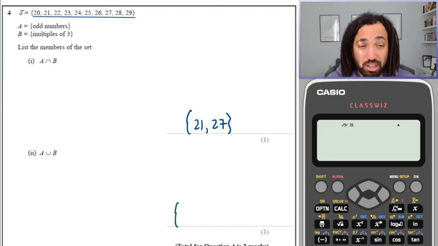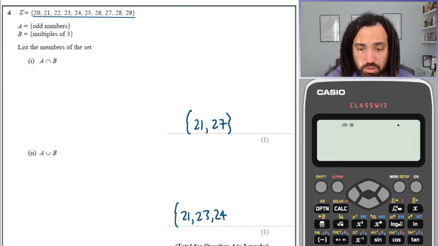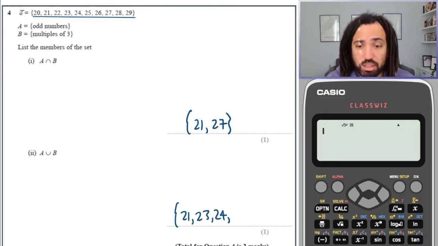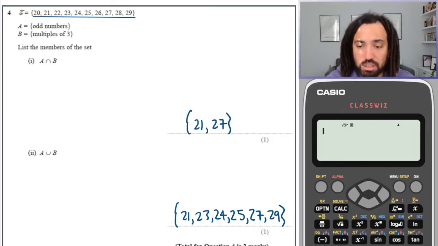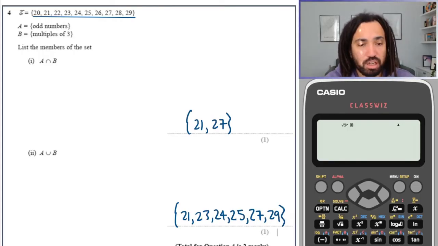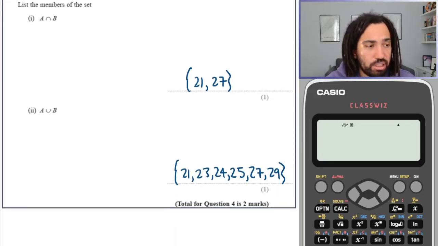So 20 is neither, 21 is both, 22 is neither, 23 is odd, 24 is a multiple of 3, 25 is odd, 26 is neither, 27 is both, 28 is neither, 29 is odd. So those are all of the, that's the whole union. And that's that question done.